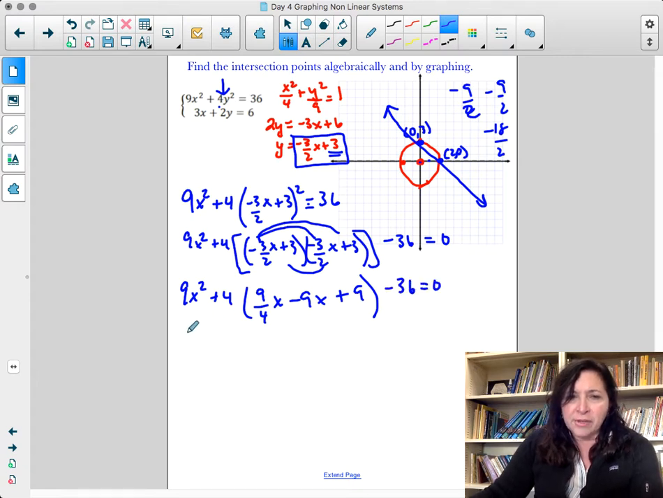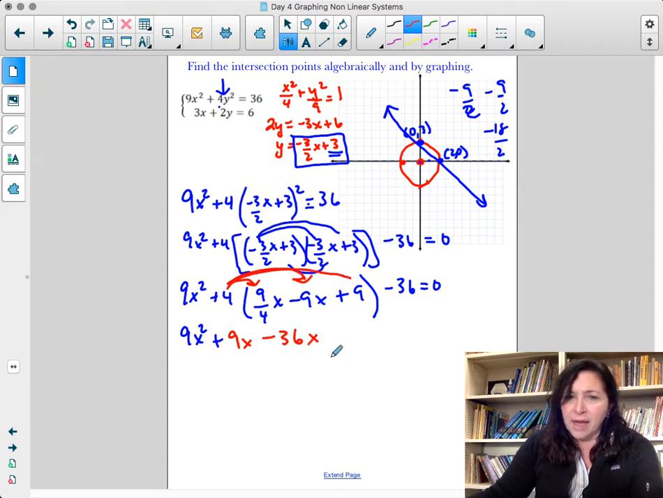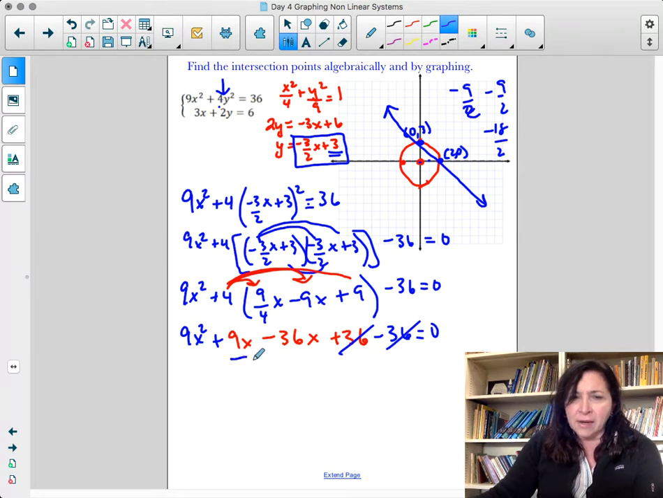So what we have now, I'm going to multiply that 4 through. Now see, this 4 is going to multiply through. 4 times that is just plus 9x. 4 times that is negative 36x. And 4 times that is positive 36. Don't forget, I'm going to be subtracting that 36. Where these cancel, they're gone. I'm going to combine these two terms right here.